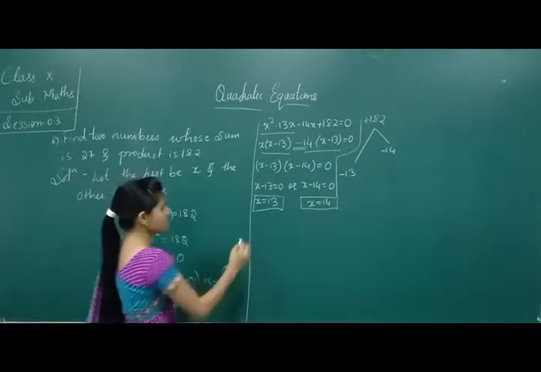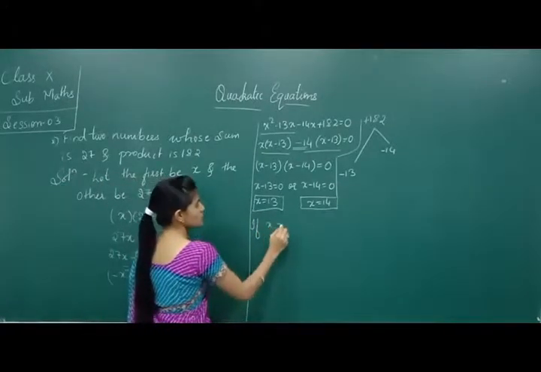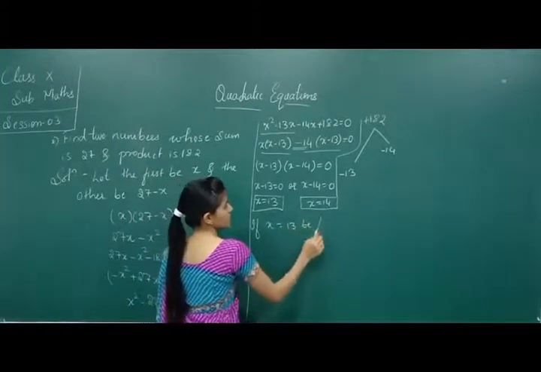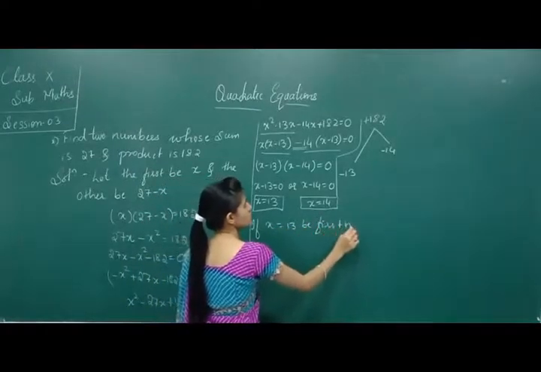What happens if x equals 13, the first number?